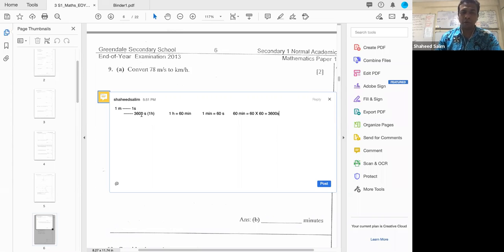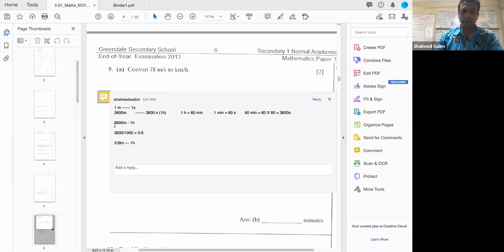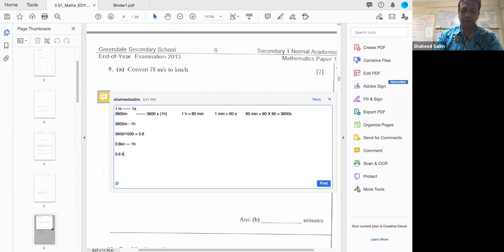So from here to here, how do you get 3,600? You have to times this by 3,600. This one also you need to times 3,600. You get 3,600 meters. So now you have 3,600 meters in 1 hour. Now to km. So you have to divide this 3,600 by 1,000. Why? Because 1 km is 1,000 meters. If you want to change from meters to km, you need to divide by 1,000. Down here, you will get 3.6. So the answer is 3.6 km in 1 hour. Anyway, this is 3.6 km per hour.